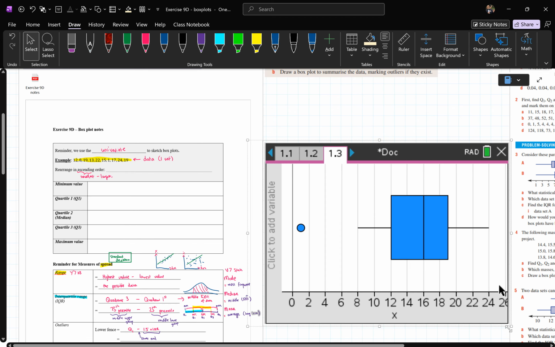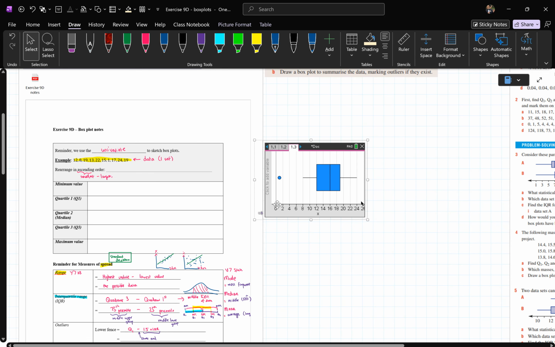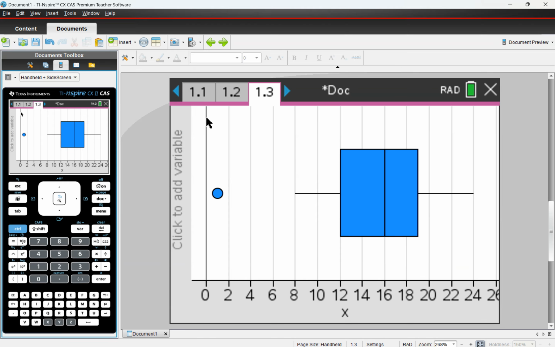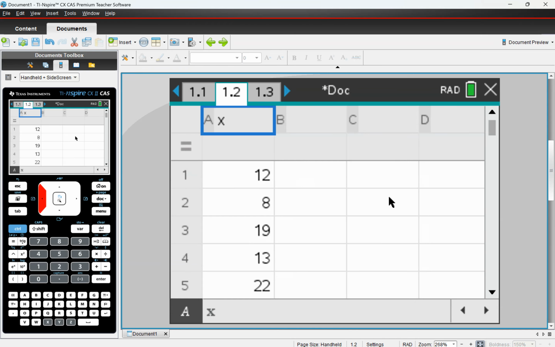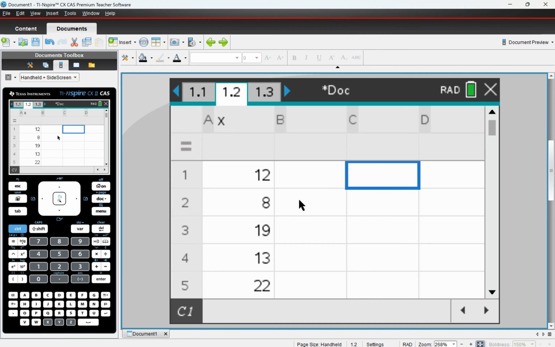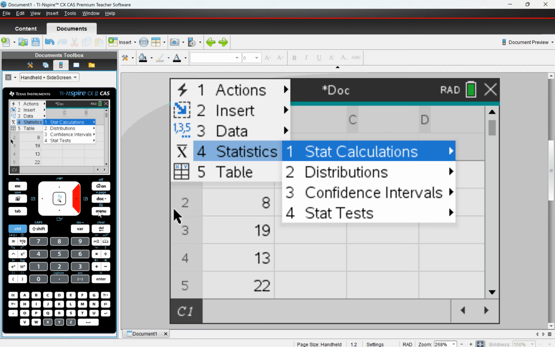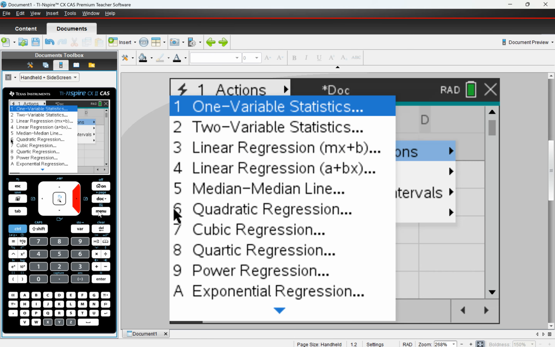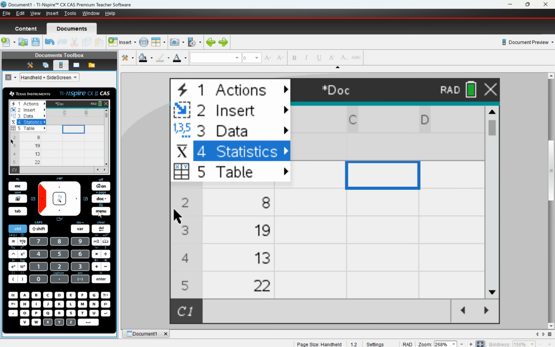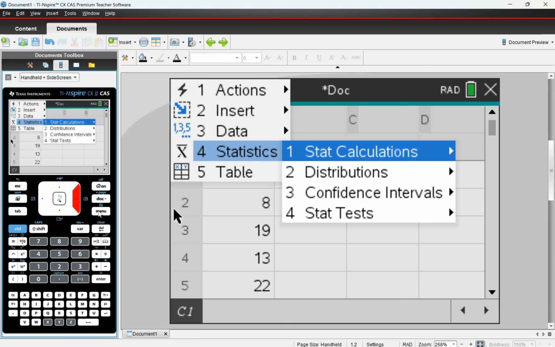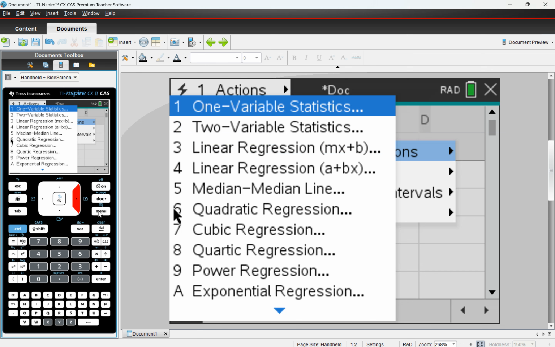So I'm just going to copy and paste it over here for those who want to look at it again. But let's say you didn't want to visualize and you just want to enter the data in. You could have clicked on a cell, any random cell. Go to menu, statistics, stat calculations. Okay, so I'll do it again. So go to menu, number 4, statistics. Number 1 for stat calculations because we want to calculate. And because we're dealing with one variable, it's called one variable statistics.